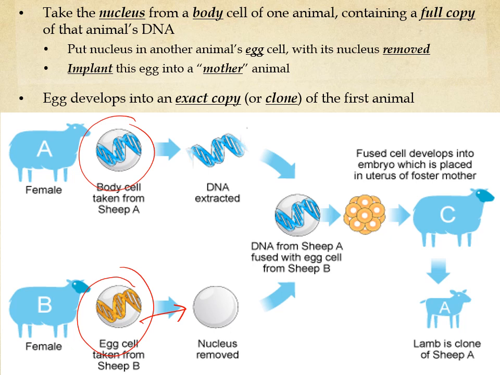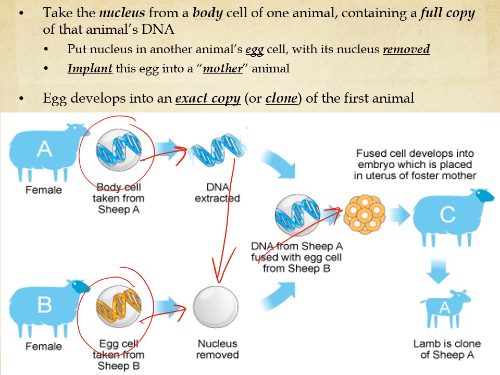So we'll take the DNA out of this egg, out of this body cell up here, and just install it into that now empty egg cell at the bottom. And at this point, the whole thing will start to develop into a new organism. So the cells will start to divide as they would normally after fertilization, and start to grow into these little balls of cells up here.